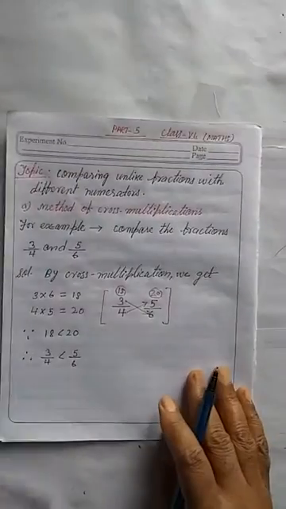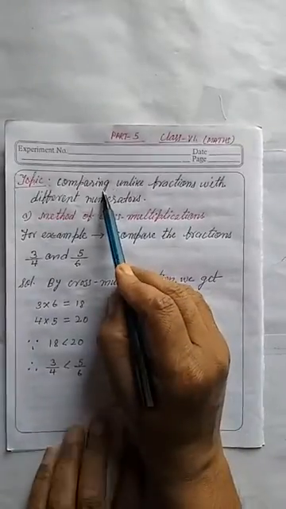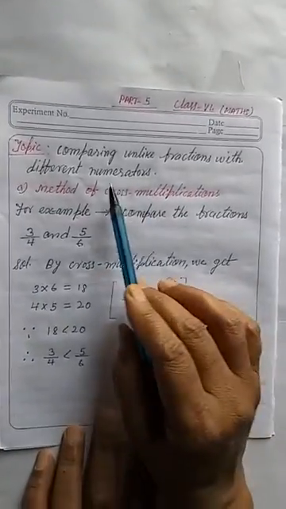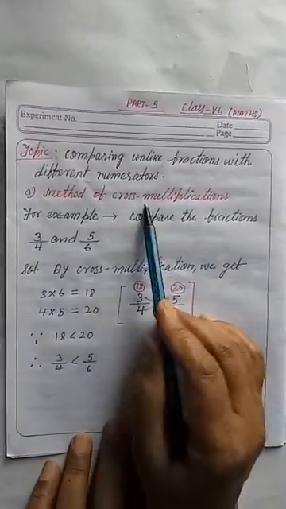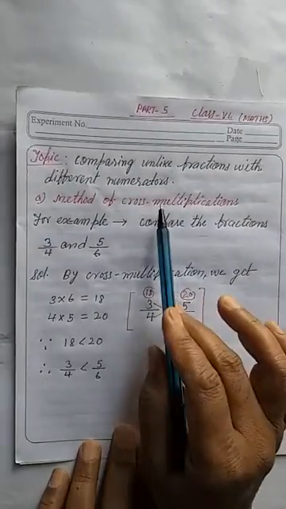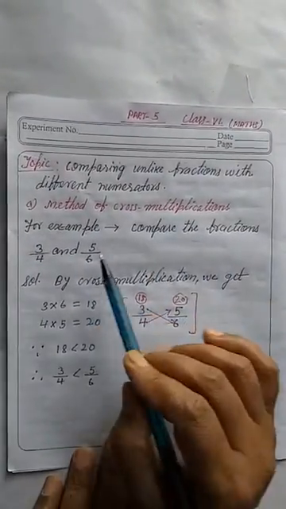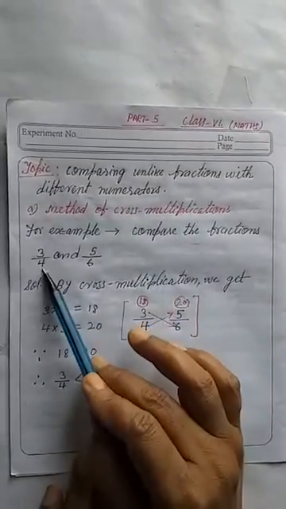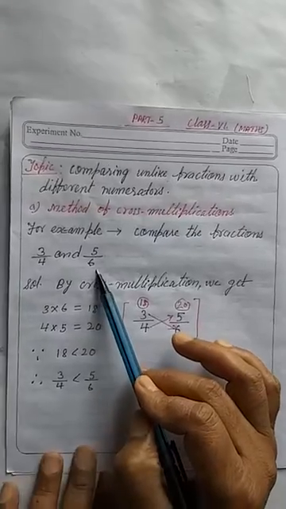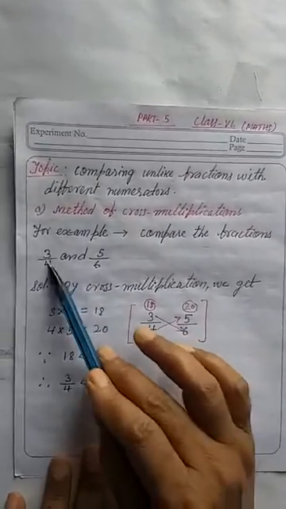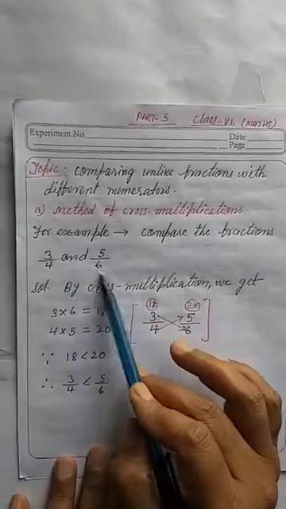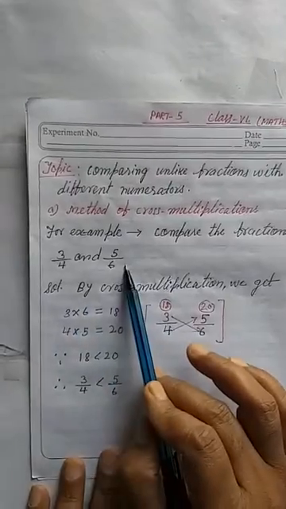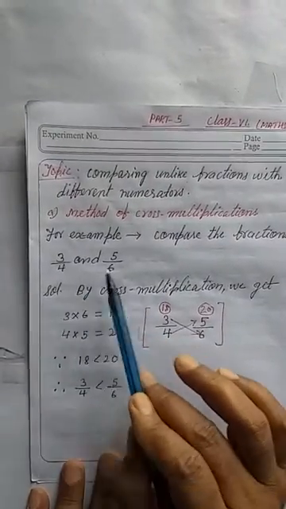Now the next topic is comparing unlike fractions with different numerators. Earlier the numerator was the same, but here is a different method, cross multiplication. This is the first method. You already studied it in class 5th, but I want to teach you once again because you have to keep it in mind. For example, compare the fractions 3 upon 4 and 5 upon 6. How do you compare which one is greater and which one is smaller? Can you say, student, whether 3 by 4 and 5 by 6 are like or unlike fractions? Your answer will be, sir, this is an unlike fraction because the denominators 4 and 6 are different.